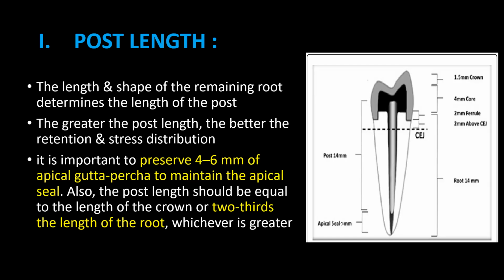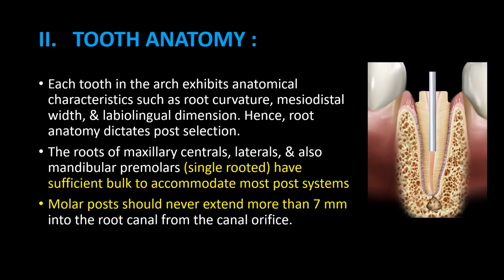Post length. The length and shape of the remaining root determines the length of the post. The greater the post length, the better the retention and stress distribution. It is important to preserve 4 to 6 mm of apical gutta percha to maintain the apical seal. Also, the post length should be equal to the length of the crown or 2/3 the length of the root, whichever is greater.